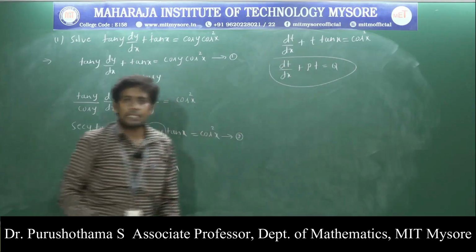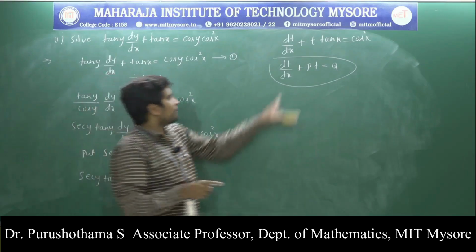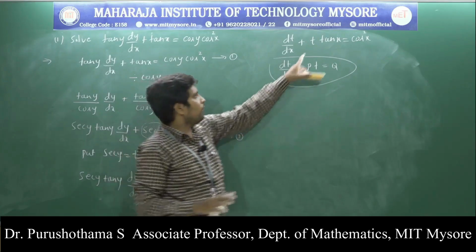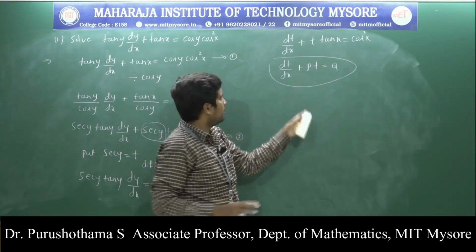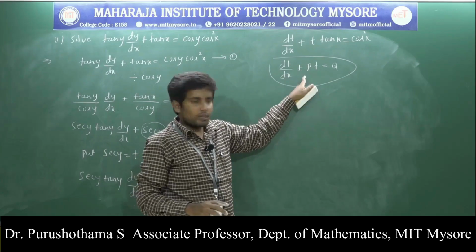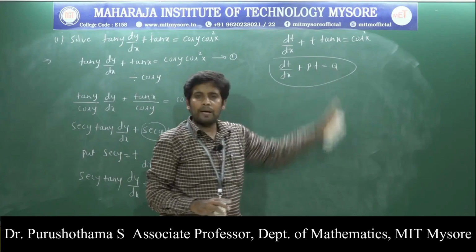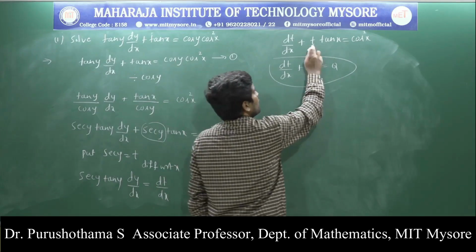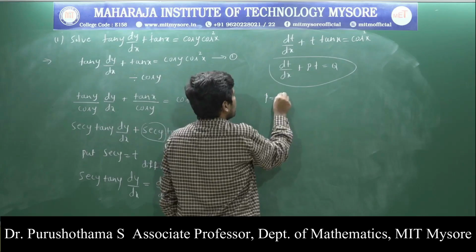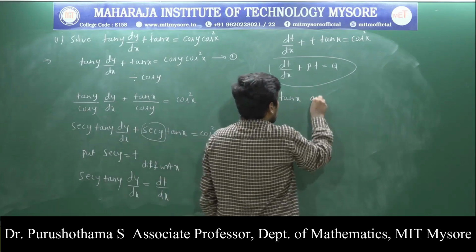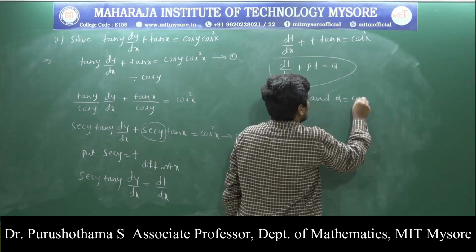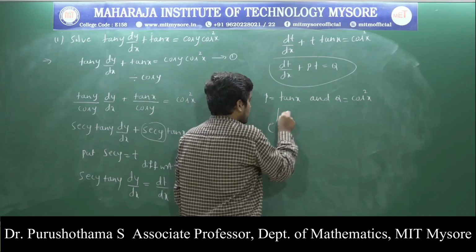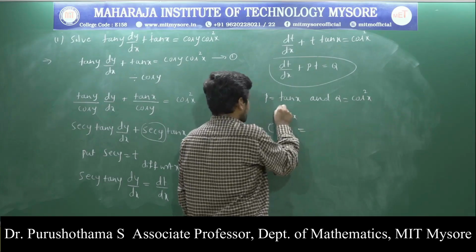This is the standard form of a linear differential equation in terms of the dependent variable t and the independent variable x. Therefore, the above equation is in the form dt by dx plus p into t is equal to q. After comparison, the t coefficient is tan x, therefore p is equal to tan x and q is equal to cos square x. So the integrating factor is equal to the integral of p into dx.